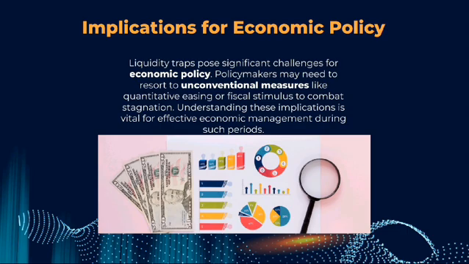Quantitative easing: central banks might resort to unconventional measures like quantitative easing, where they purchase financial assets to increase the money supply and encourage lending and investment. Inflation targeting: policymakers might aim for higher inflation targets to reduce the real interest rate and encourage spending and investment. Debt management: high levels of public and private debt can exacerbate a liquidity trap. Effective debt management strategies are essential to prevent a deflationary spiral and support economic recovery.